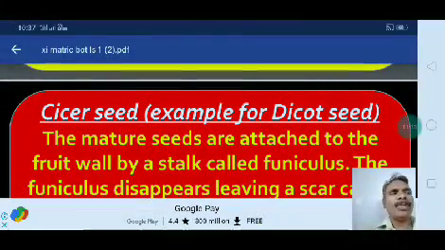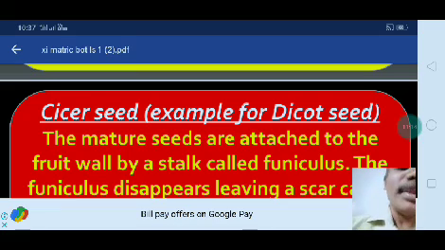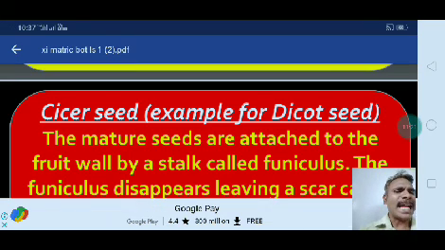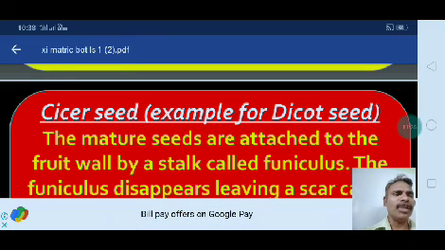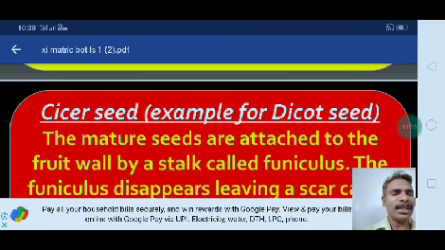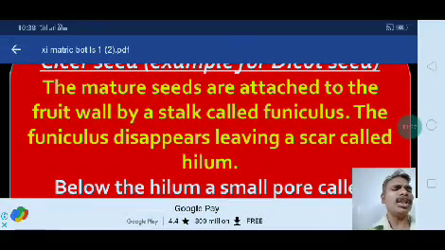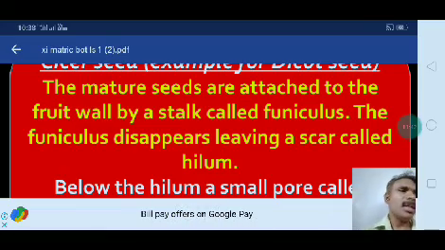With the help of one example, you can see the sisal seed, an example of a dicot seed. With the help of this seed, you can describe the dicot seed. The mature seeds are attached to the fruit wall by a stalk called funiculus. Underline that one: which one is funiculus? The funiculus disappears, leaving a scar called hilum.